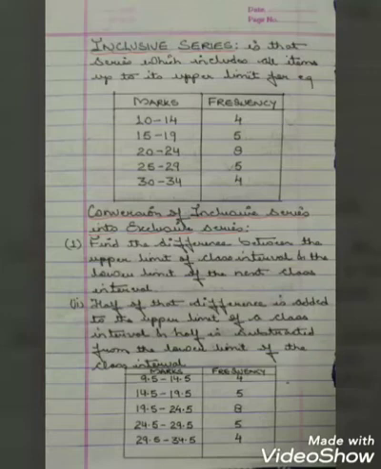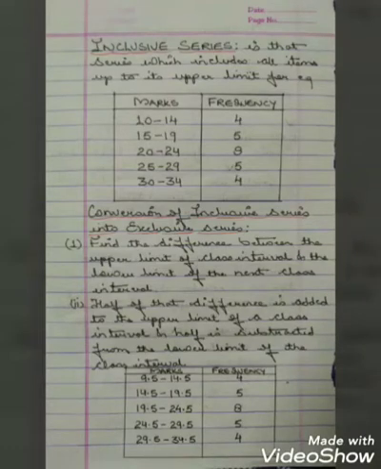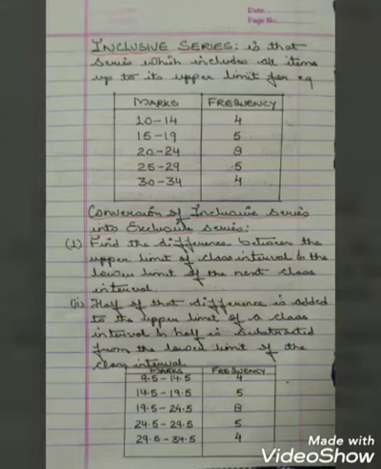Now if you see what is happening over here, the upper limit of the first class interval is the lower limit of the second class interval. Now it is in a proper series. So this is how we have converted the inclusive series into an exclusive series.